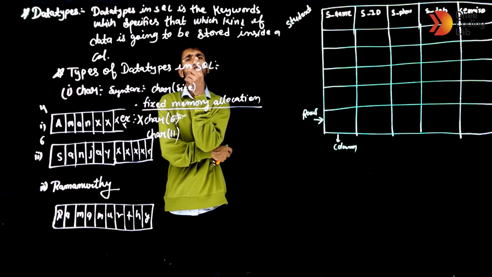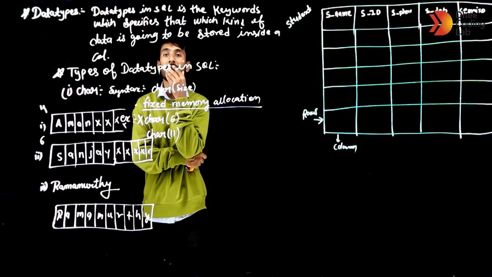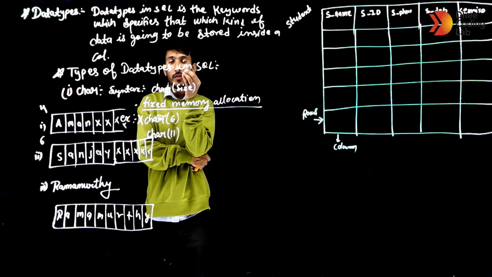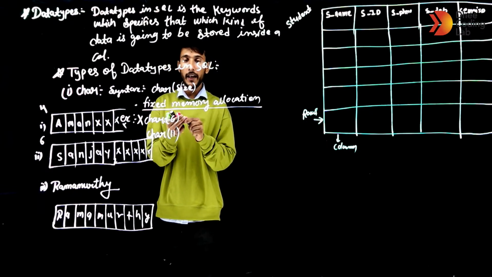Now, which kind of data is it? First of all, sir, tell me what is char. Tell me the definition of char, then only I can say. So, what is char? Char is a data type.